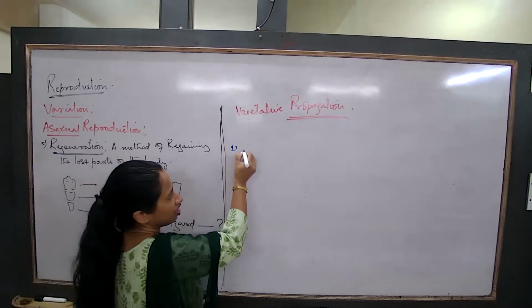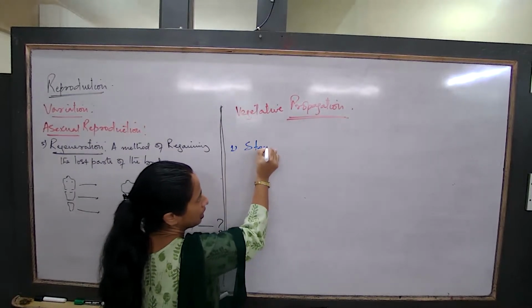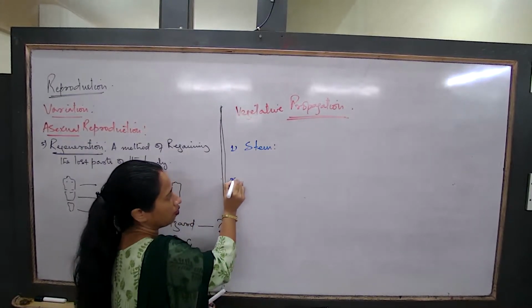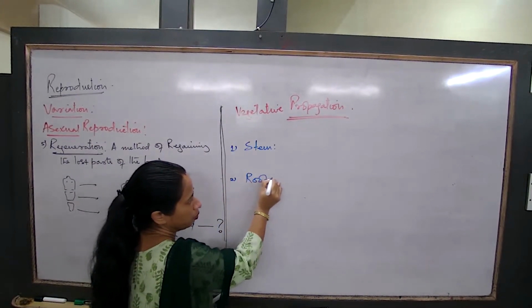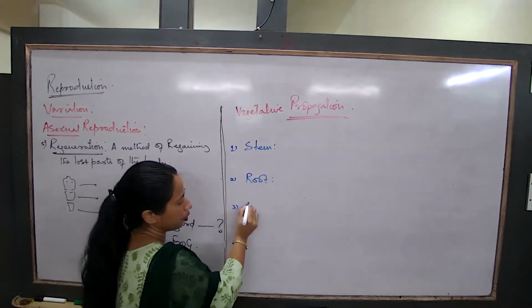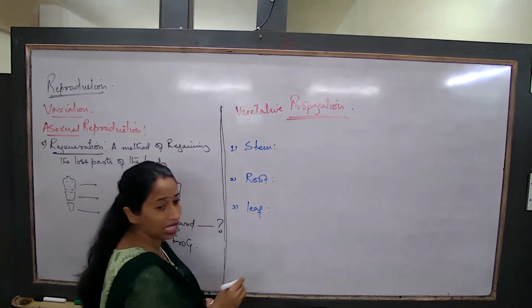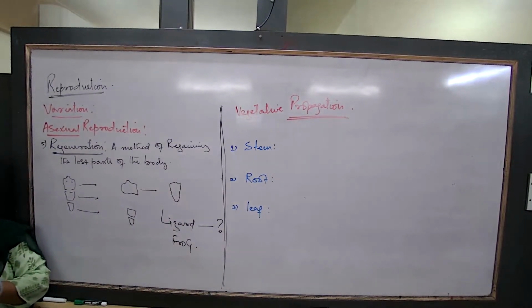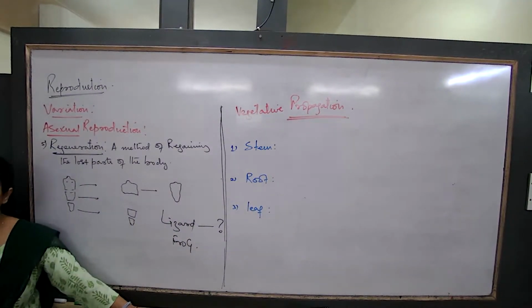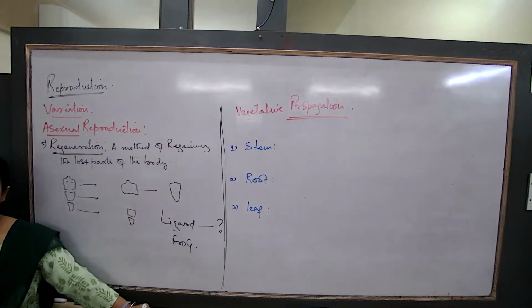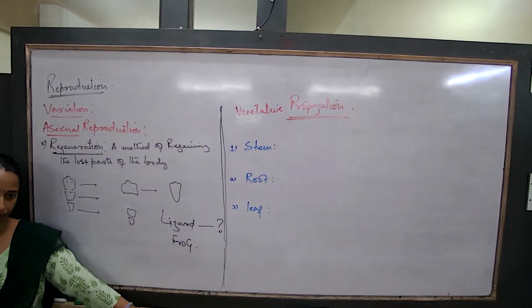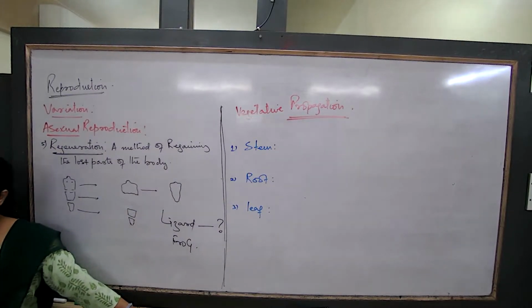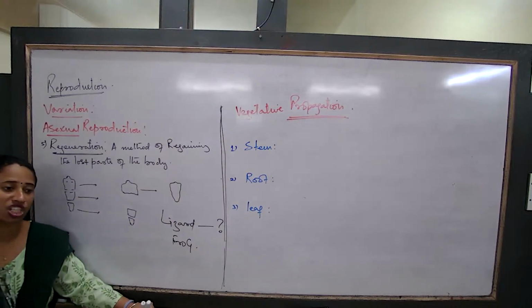The non-reproductive parts of a plant would be the stem, the root, the leaf, the bud. Now, this particular method, where from these parts of the plant a new plant can develop. If I am talking about a method by which these parts of the plant can give rise to a new plant, that is what is vegetative propagation.